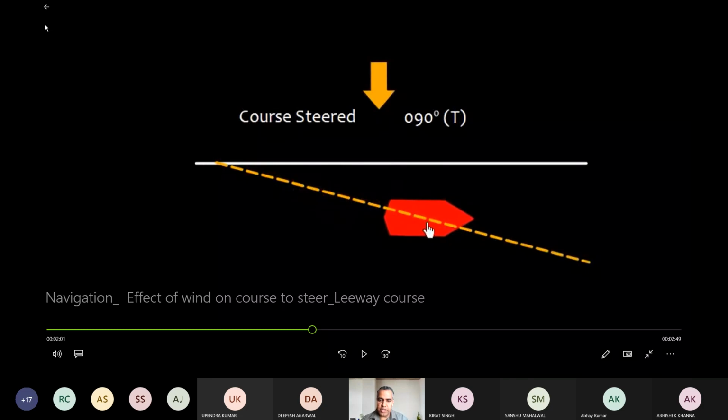Okay, beta. So in this diagram, we can see the white color line shows us the course steered, which is 090. The yellow color dotted line shows us the actual path on which the ship is moving, which is known as leeway track. And important thing to note here is, beta, the course steered of the ship does not change. The course steered remains 090 only, but the vessel is actually moving on the yellow dotted track or the leeway track. Angle between these two lines is known as the leeway angle.